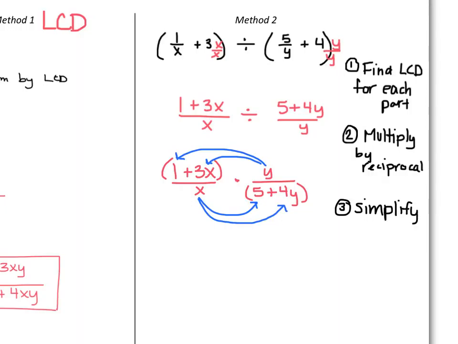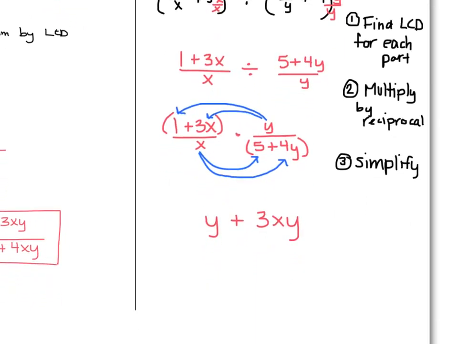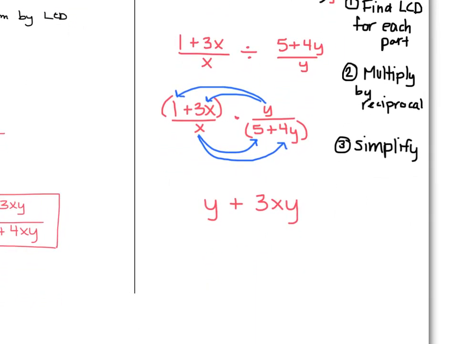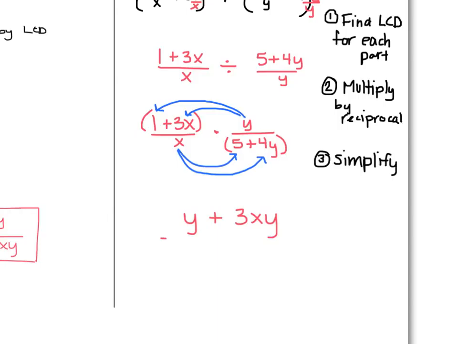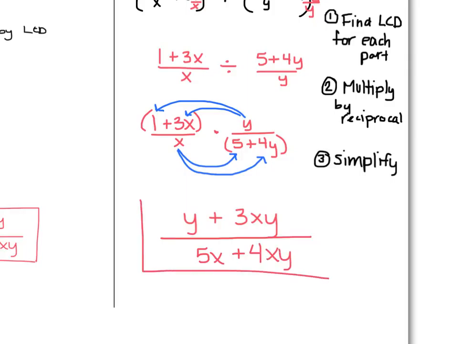What will I get on top when I distribute? You're going to get y plus 3xy. And what are we going to get on the bottom, the denominator? 5x plus 4xy. Correct. That should be the exact same answer we got using the other method.